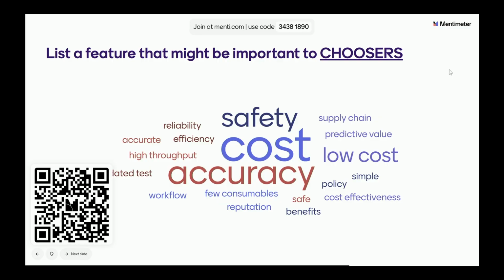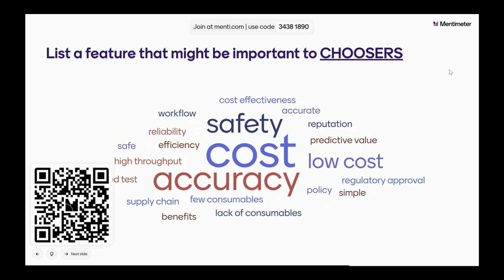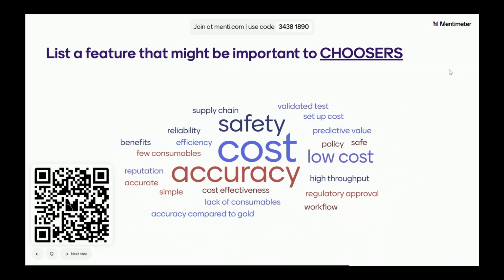I would just say that the chooser is oftentimes, one of the heads of the technical committee would be the lab person that we mentioned as a user. So if you think about that lab person, what types of features do you think that are important to them if they're the heads of the technical committee? So I like that cost is here from a chooser. I love the accuracy is very big, safety.